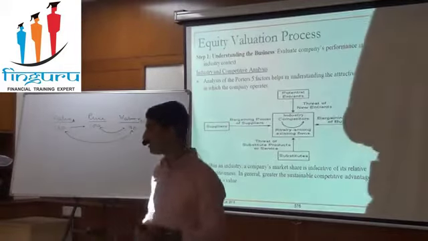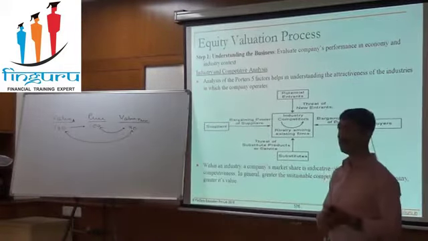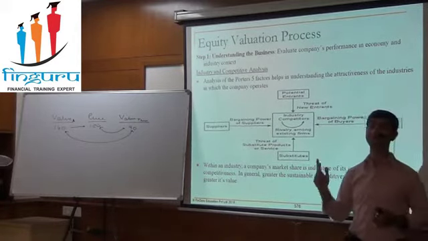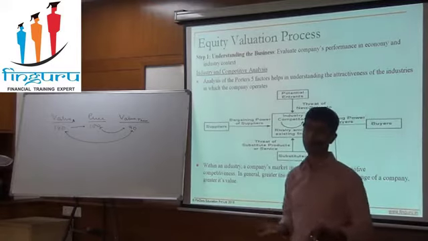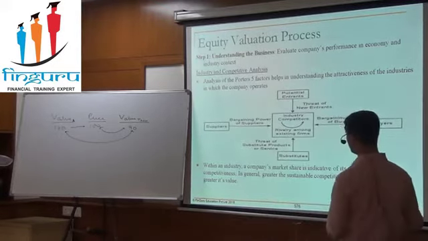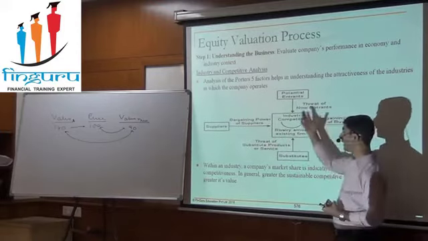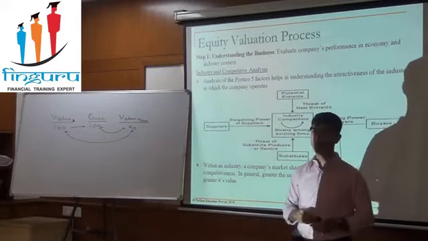The Porter's 5 factors tell you that there are 5 factors that decide the long-term profitability, the growth and the risk of the industry and therefore the firm. 5 factors being industry and company analysis. What is the rivalry within the firms?